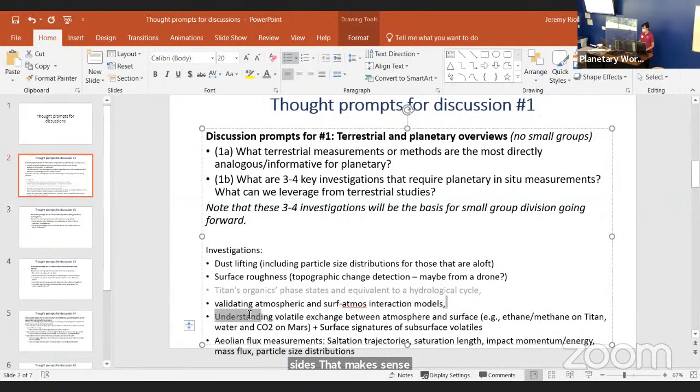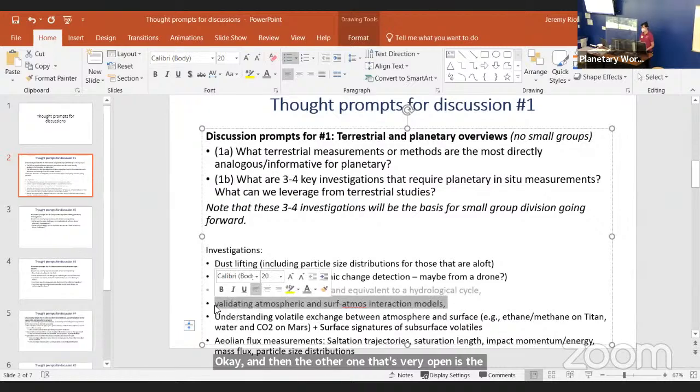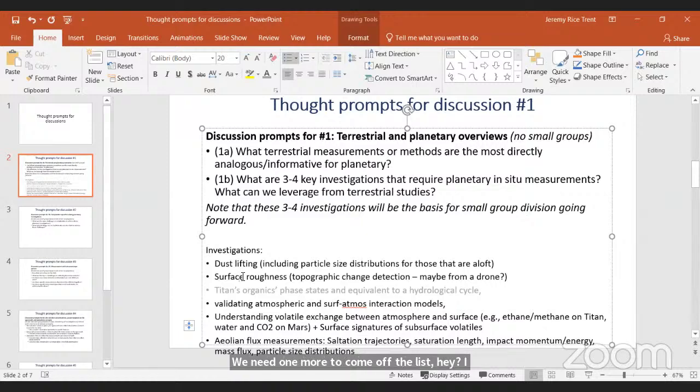Okay, and then the other one that's very open is the atmosphere and surface atmosphere interaction models. Don put that in. I imagine he was thinking about more the atmospheric focused. Can we make that more specific? Do we want to tie that in with surface roughness? We need one more to come off the list. I think the surface atmosphere interaction models could go with the understanding volatile exchange, perhaps. I don't know. And it's all related, right?